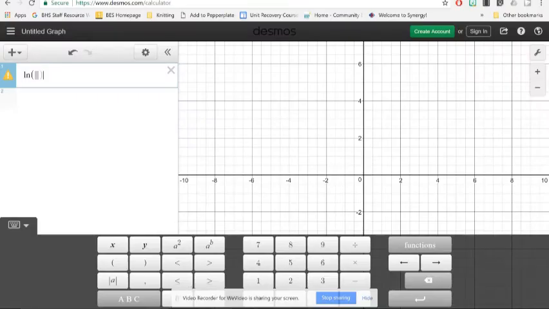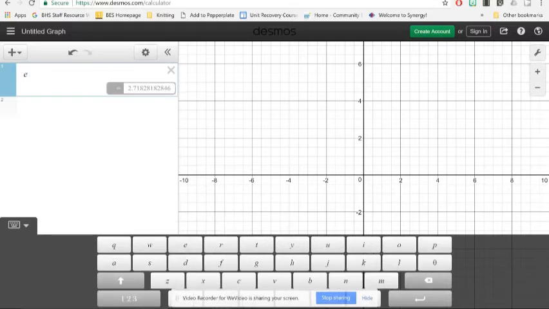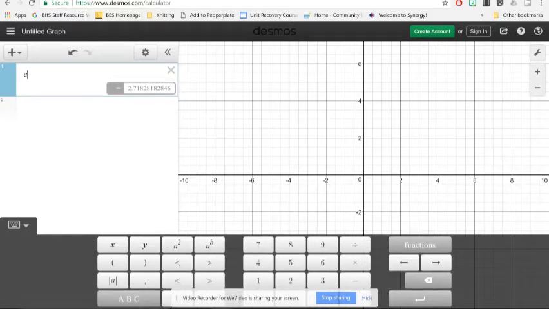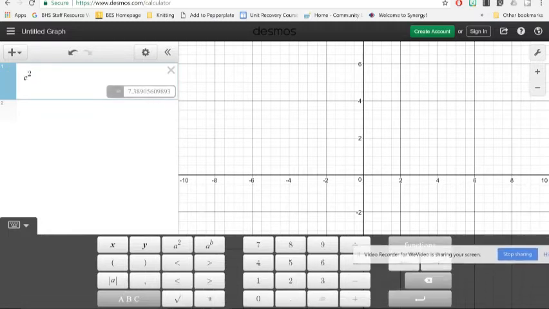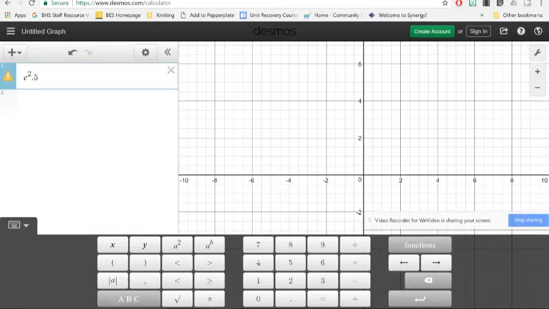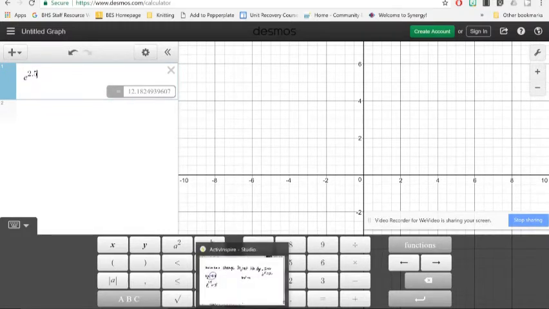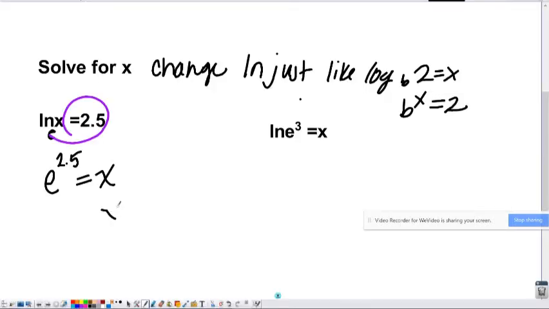So let me bring up my Desmos and go e, and that's in here. Remember, e is just a number, that 2.718. Once you type it in, Desmos already knows what you're talking about. E to the 2.5, I believe, right? Okay, so e to the 2.5, so your answer here is 12.182.